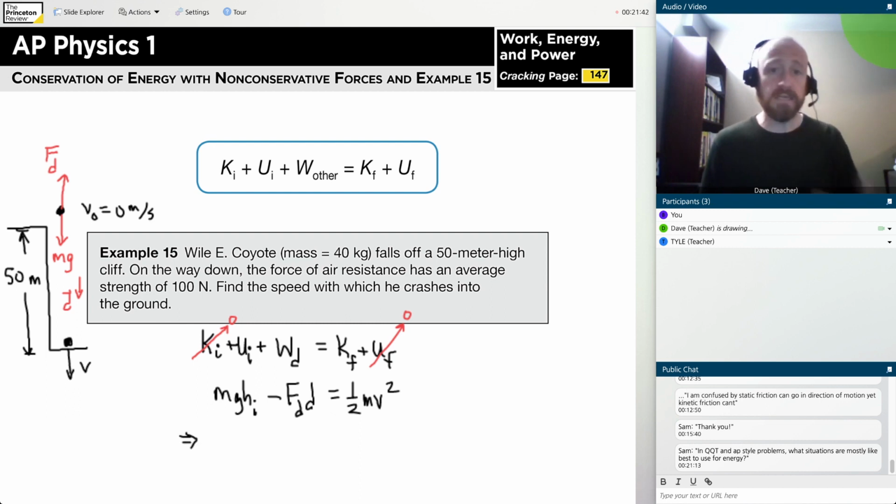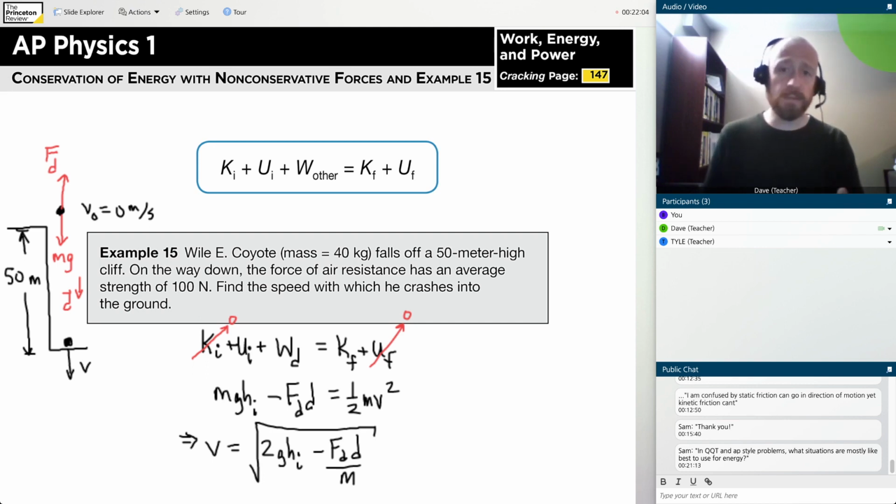So again, isolate for the thing we're looking for, which is the speed here. Take your time, do whatever steps you need to do to be very careful in getting the final expression. But certainly what we're going to need to do is double both sides and divide through by mass, and then take a square root.